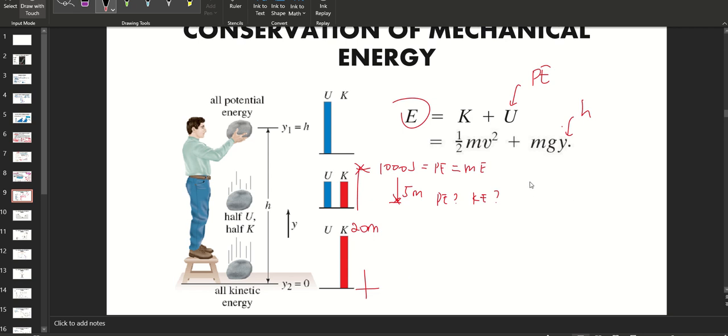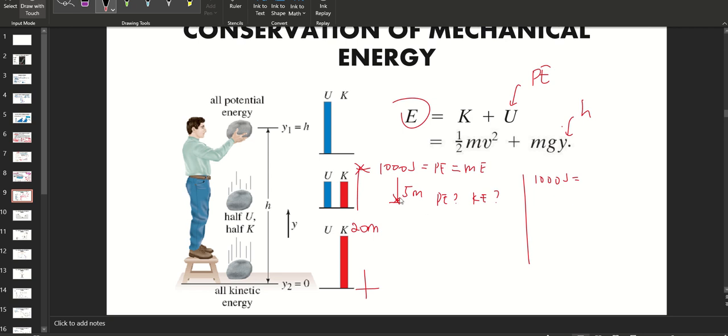Alright, so let's try to solve this one. Again, as I said, the mechanical energy is maintained in this system. So, at this point, the mechanical energy is equivalent to 1,000 joule. Okay? So, we can find the PE and KE. Let's try to find PE. Ilan kaya ang PE?